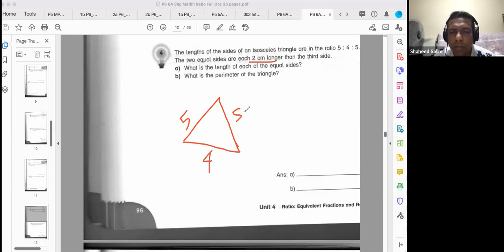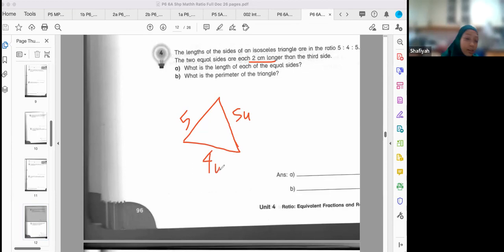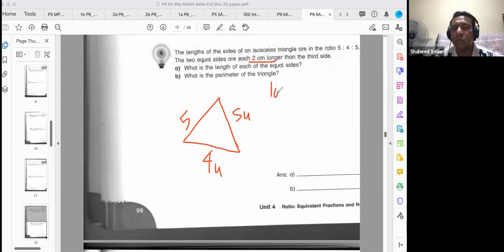So that means how many units difference? 5 units minus 4 units is 1 unit. 1 unit is 2 cm. I don't understand? Okay. So this is 5 units, the longer side. The shorter side is 4 units. 5 units minus 4 units is 1 unit. This 1 unit is 2 cm, because they tell you this is 2 cm longer. So 1 unit 2 cm, 5 units, you times 2, you get the answer, 10 cm. So the first answer is 10 cm. It's so simple.